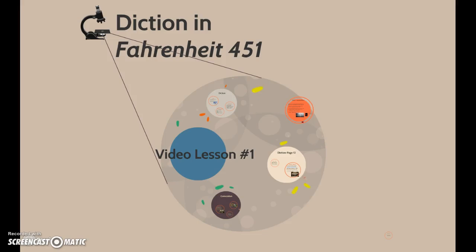This video is made for the English 9B course for PVCS. We will be looking into how diction is used in Fahrenheit 451.